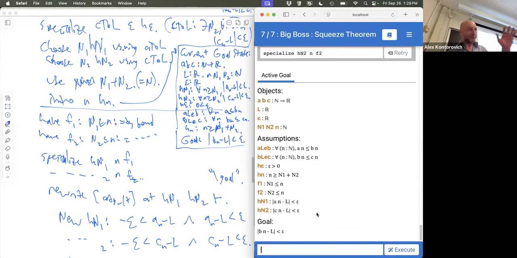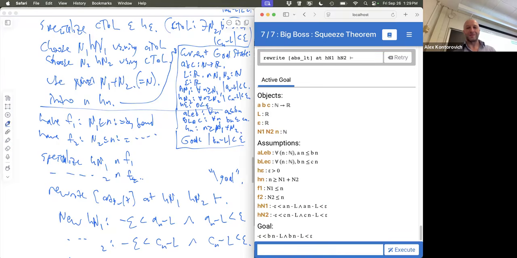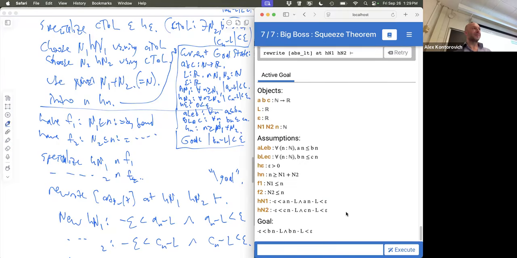Very good. I think that's a really important exercise to be able to say, what is the global picture right now? Now what do we do? We rewrite abs_le both at the goal. Do you know why LT and not LE? LT is less than, LE is less than or equal to. abs_le, we want to do this at HN1, at HN2, and at the goal. And it does all three at once.